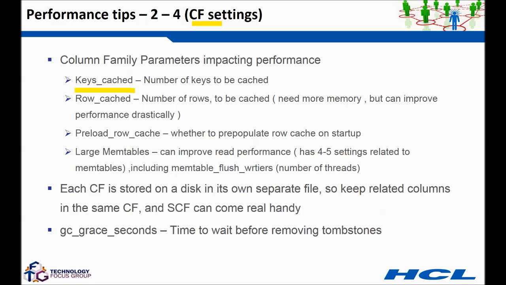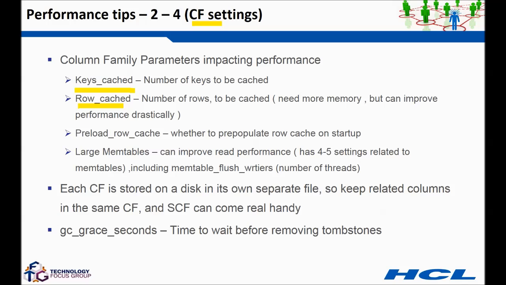So don't just leave this setting on. You have to enable row caching also. Row caching is an actual number which determines how many rows to be cached. Okay, so the higher number of rows you cache, you will need more memory, but you will get better performance while doing the query and read operations.